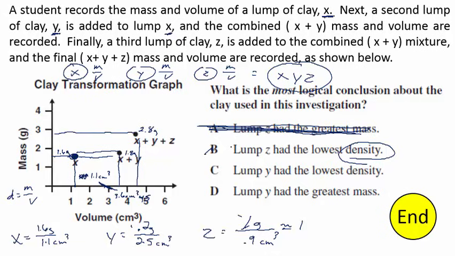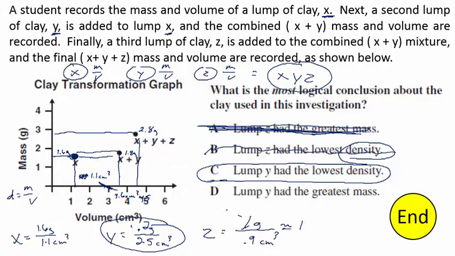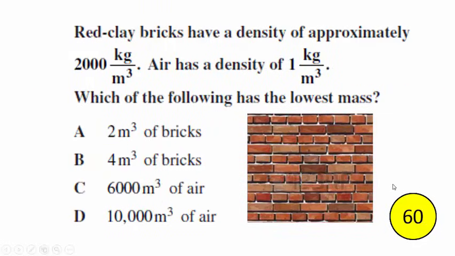So B is out. Lump Y had the lowest density, and we just kind of figured that out. You don't even have to have the actual number, but we know this is going to be a very small number. So small density, it's not a very dense object. Letter C is probably going to be our choice. I'm going to circle it. And then D, lump Y has the greatest mass. Well, we know that that's not true. So we've eliminated all the answers, and C has to be the choice.